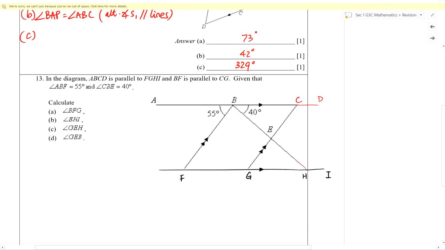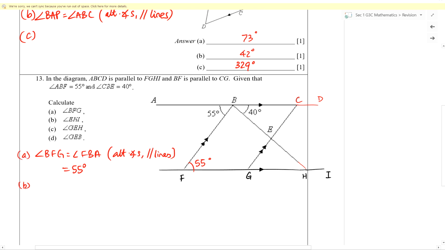Now next one. We think, can you help us with BFG? Angle BFG equals angle FBA. Okay, reason: alternate angles, parallel lines. Good. So this will be 55 degrees. Since you know it already, put it down in your diagram. Okay, so that's part A.